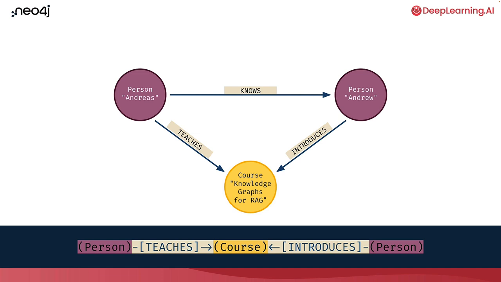Okay, here's a completed, very small graph with just 3 nodes and also 3 relationships. A person who knows another person, that person teaches a class called Knowledge Graphs for RAG, and Andrew introduces Knowledge Graphs for RAG. That is our completed graph for this small introduction.